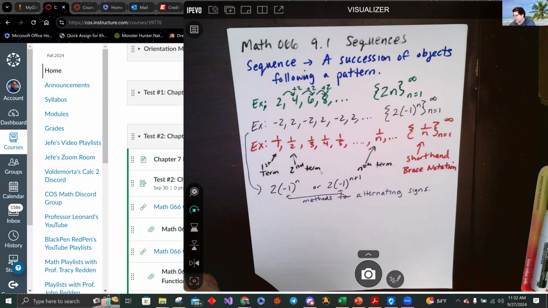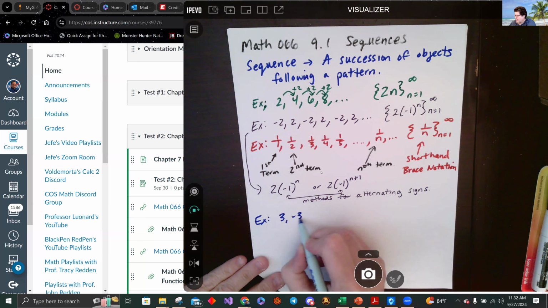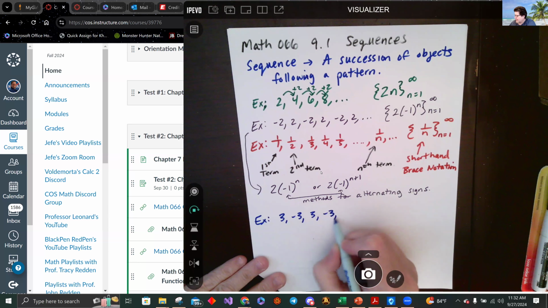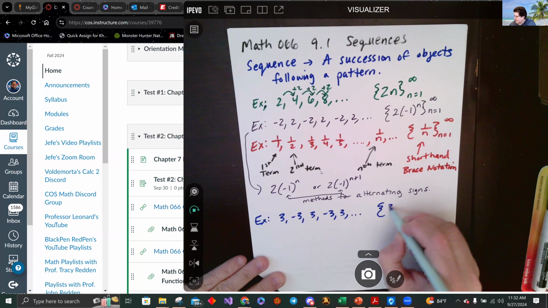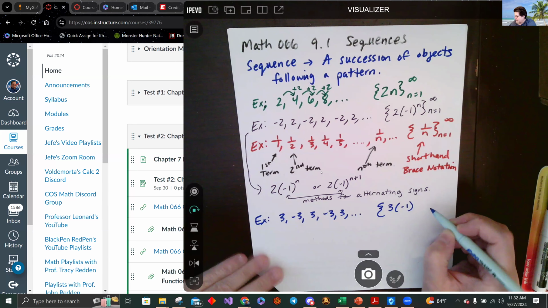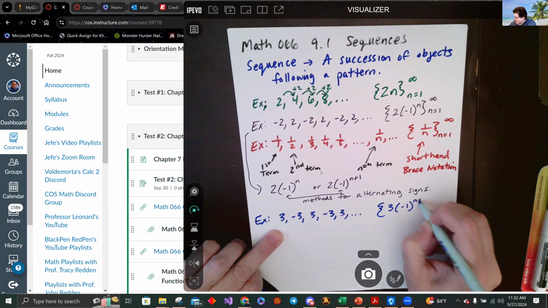And if the sign started just the other way around, put up another sequence here: 3, -3, 3, -3, 3. This one would be 3 times -1, and we need the first term to be positive, and the n+1 term allows us to do that.